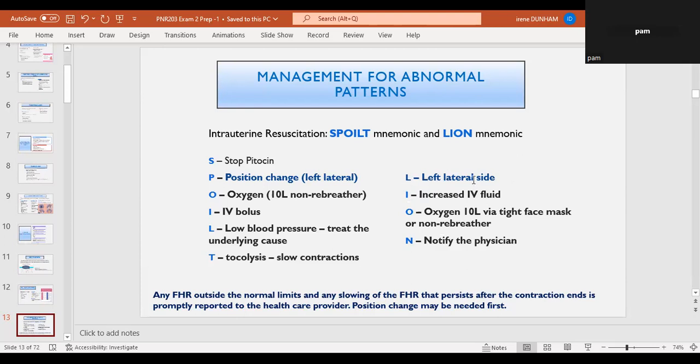I'm going to put mom definitely on her left lateral side. Don't ever labor anyone on their back, because you run into supine hypotension syndrome. I do not put a laboring patient, nor do I ever put a pregnant lady, on her back, never supine. So if I have an abnormal pattern, I'm going to put her on the left side because that's the side where I get more blood flow to the baby, more perfusion.